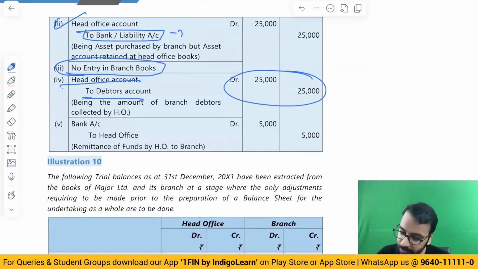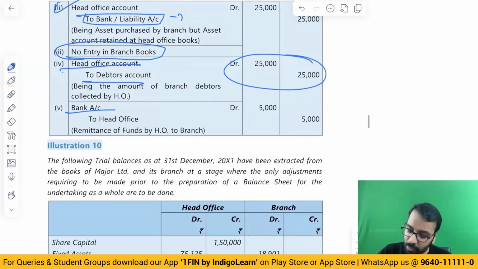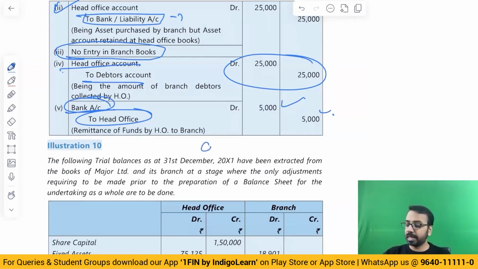Right? Then remittance of funds by HO to branch not entered in branch books. Who has sent? Head office has sent. To whom? Branch. Branch has received the money. So branch will debit bank account, credit head office. Any questions in these entries? For remittance in transit, head office will record. Head office will say cash to branch.